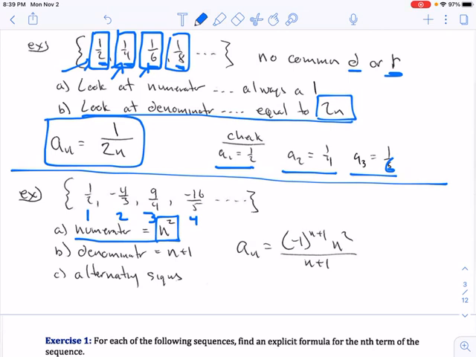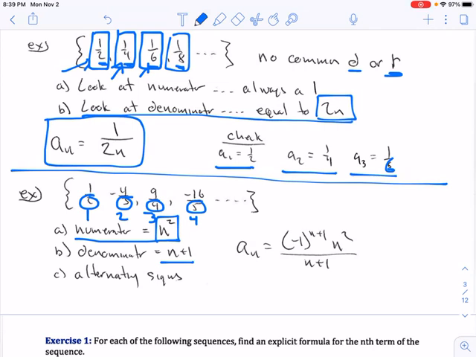The denominator looks like it's 1 more than n. The denominator is 1 more than n, 1 more than n, 1 more than n, 1 more than n. So my denominator is n plus 1.